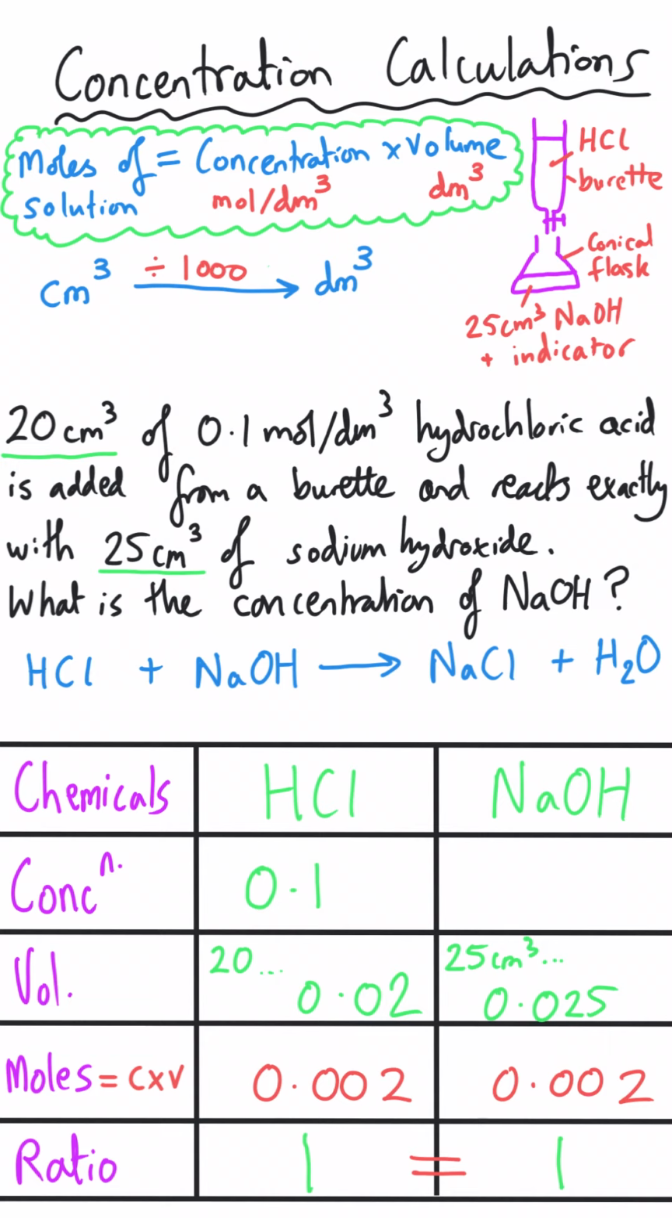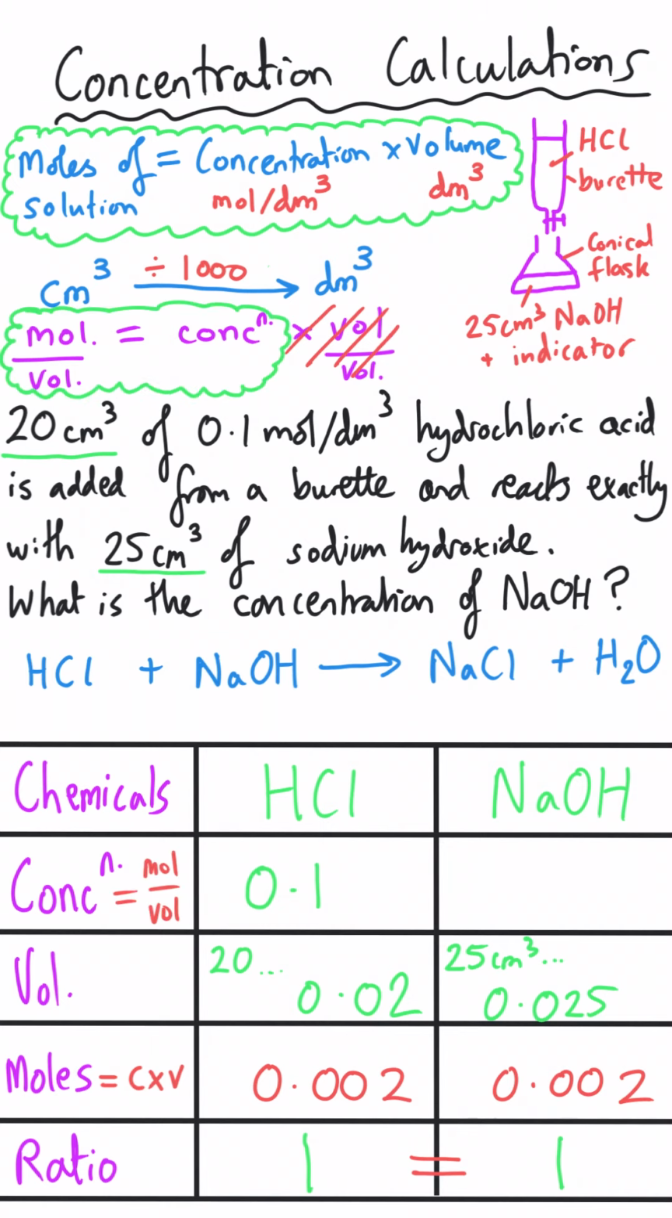And last of all, we need to rearrange our moles equals concentration times volume expression. That means that we need to divide both sides by volume, and then they'll cancel out on the right-hand side. So that means concentration is moles divided by volume. So our 0.002 needs to be divided by 0.025, and that gets us a final answer of 0.08 moles per decimeter cubed as our concentration for sodium hydroxide.